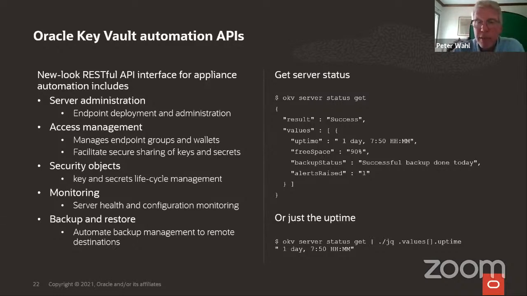A new feature that was also introduced in OKV 21.2 or 3 was the availability to add the ZFS storage appliance as a backup target for your OKV external backups. It doesn't make sense to create an internal backup in OKV when you have a cluster. Only external backups are useful when you have an OKV cluster.